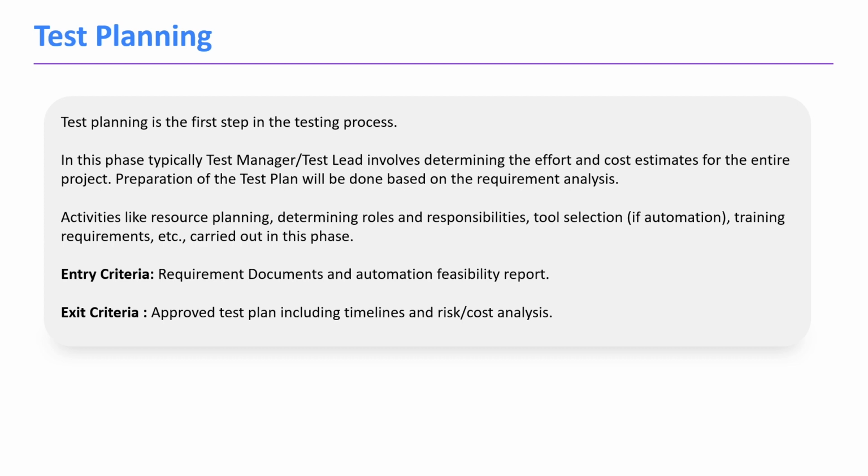In test planning, there are activities like resource planning, determining the roles and responsibilities, tool selection for manual and automation, and training requirements. If there is any training requirement for the team members for tools and technologies, that planning is done in this phase only. Entry criteria for the test planning phase are the requirement documents and the automation feasibility report. And exit criteria from the test planning phase is an approved test plan document including the timeline and risk or cost analysis.